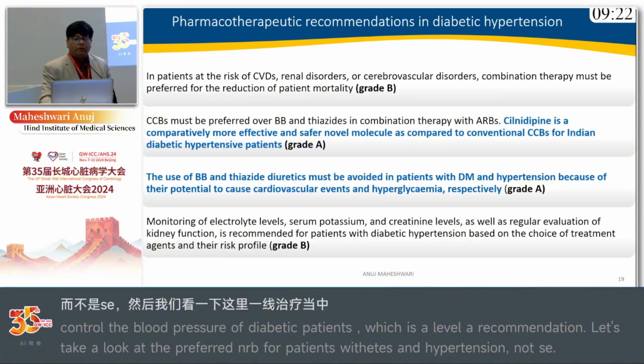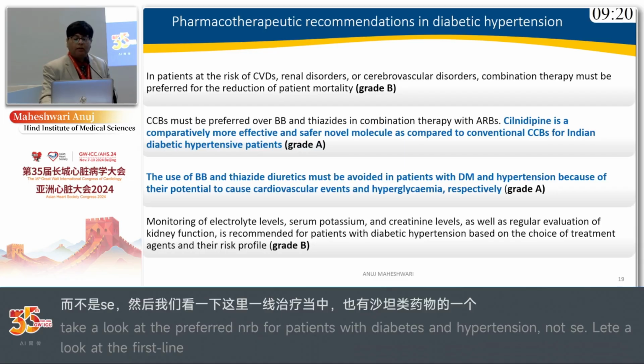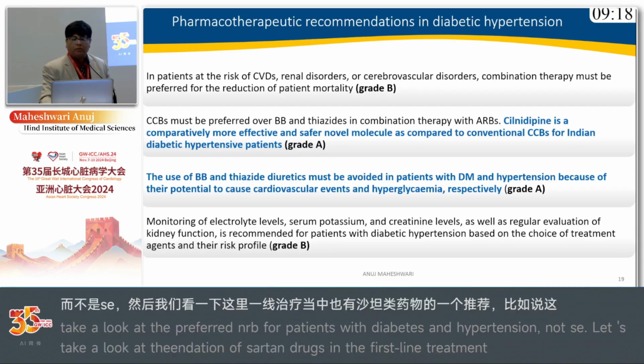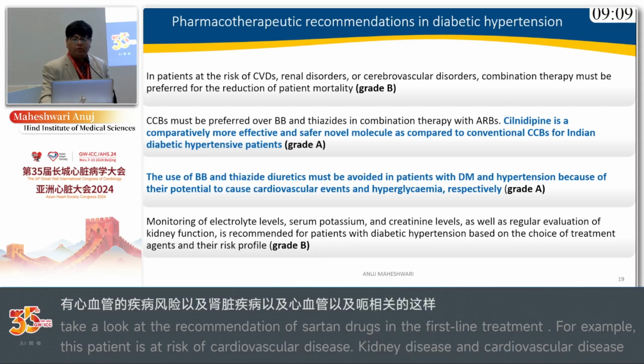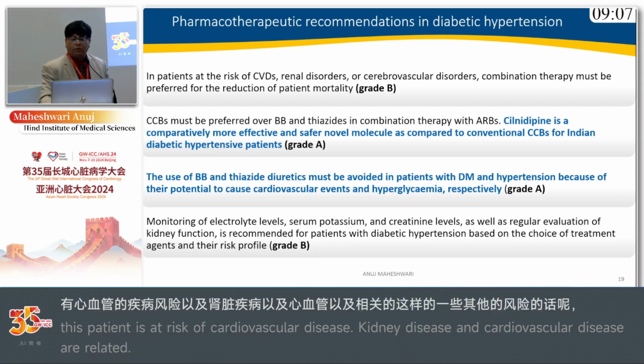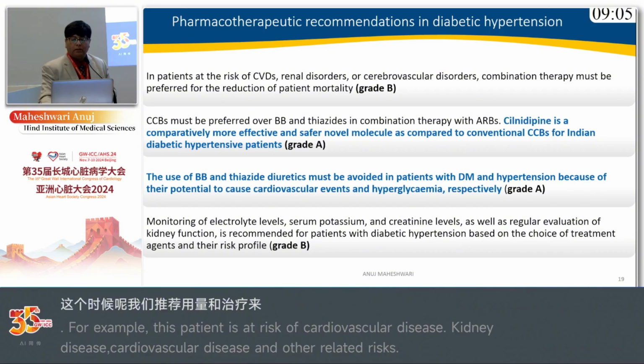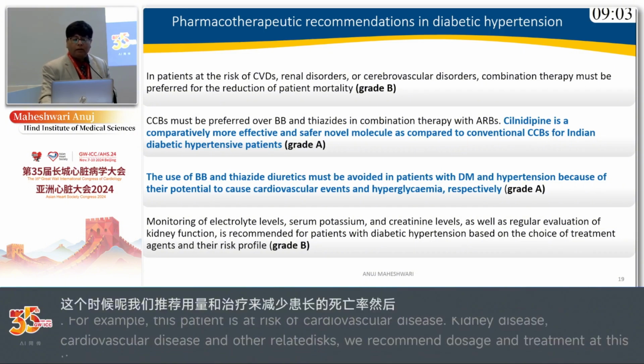In patients at risk of cardiovascular disease, renal disorders or cerebrovascular disorders, combination therapy is preferred, having grade B evidence. Calcium channel blockers must be preferred over beta blockers and thiazides in combination therapy with RAS blockers, especially the ARBs. They have grade A evidence.